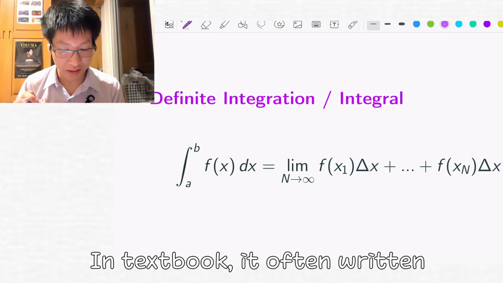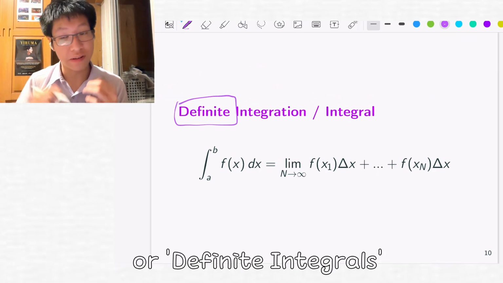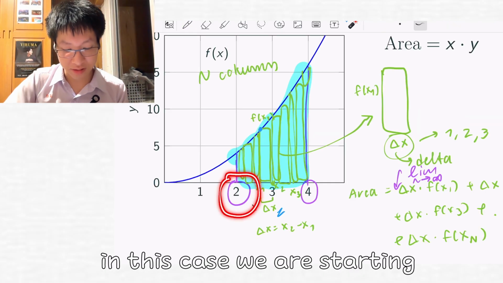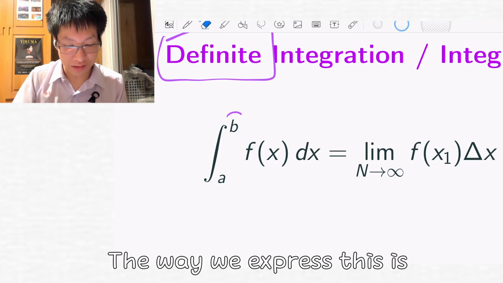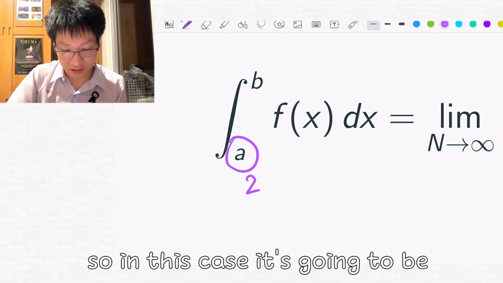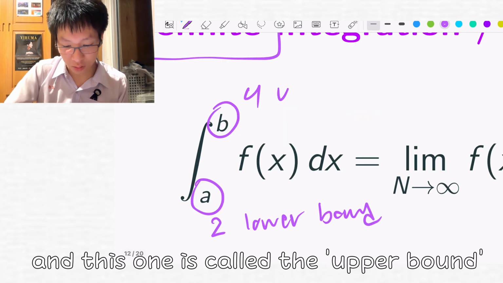In textbooks, it's often written as something like this. This is called definite integration, or definite integrals, and definite because we're in a specific bound. In this case, we're starting at x equals 2 and we're ending at x equals 4. The way we express this is through these two values right here, so in this case it's going to be 2 and 4, right? This one is called the lower bound and this one is called the upper bound.